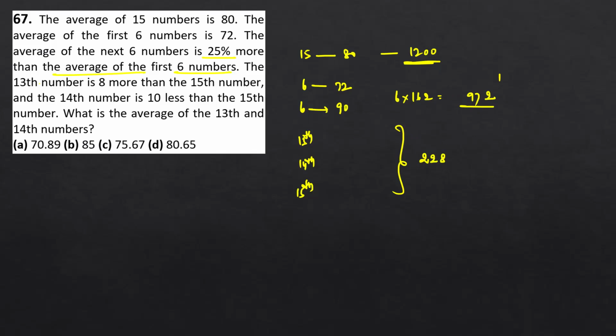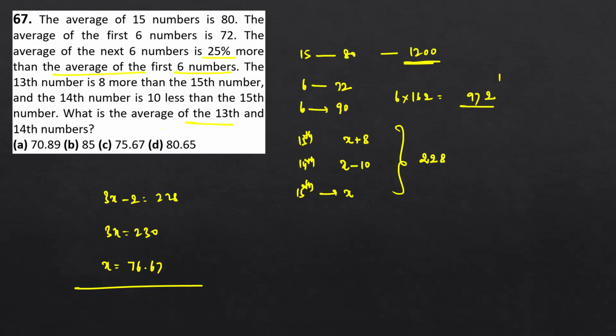Right? So he says the 13th number is 8 more than the 15th number. The 15th number, assume it as x. So the 13th number is x plus 8 and the 14th number is x minus 10. So the addition of these three, 3x minus 2, is going to be 228. Therefore, 3x is going to be 230. Therefore, x is going to be 230 divided by 3, which is 76.67. You can say that is the value of x.